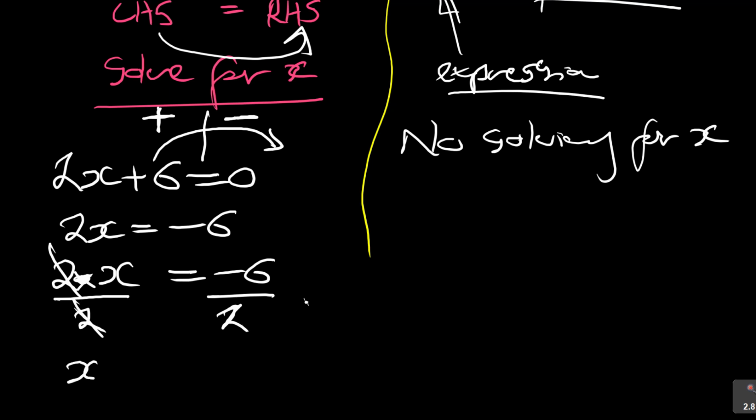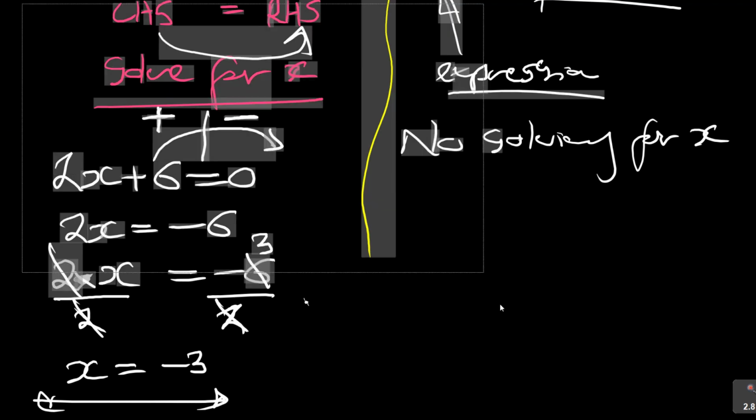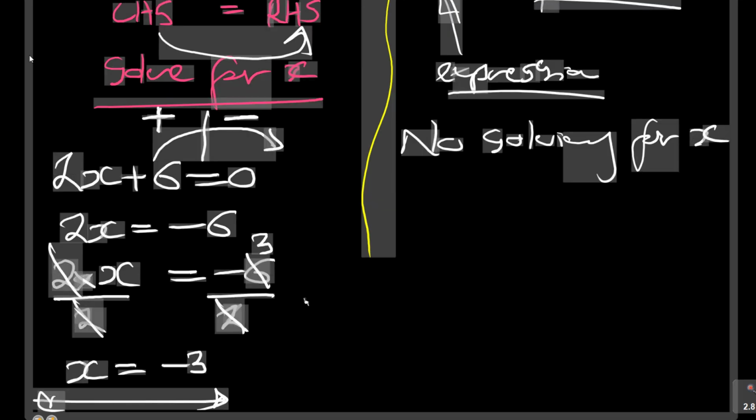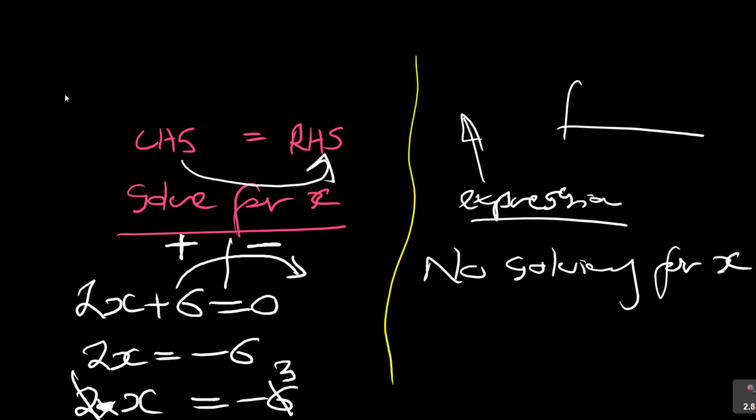Then you are left with x is equal to 2 goes into 6 3 times. But don't forget it's minus 3. Alright, that's how you solve this. Difficult? I don't know. Easy? I don't know. But possible? Yes, of course. So let's look at this.